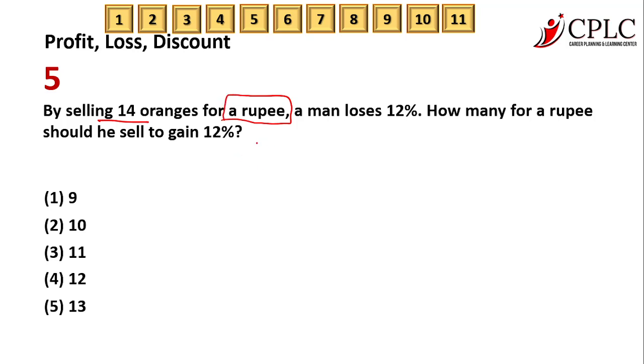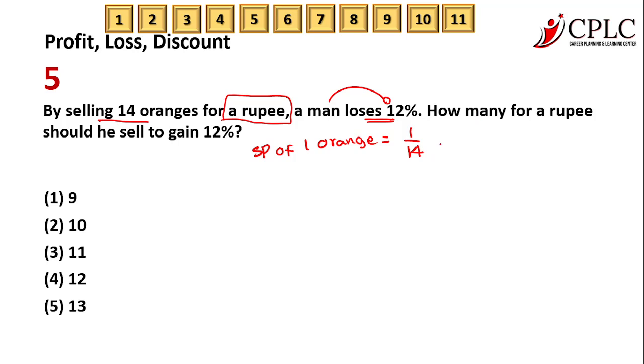We can say the selling price of one orange becomes 1 by 14, because he sold 14 oranges for 1 rupee. So the selling price of one orange is 1 by 14, and by doing so he has lost 12% of the capital basically.